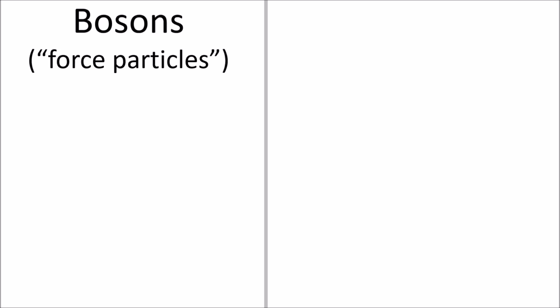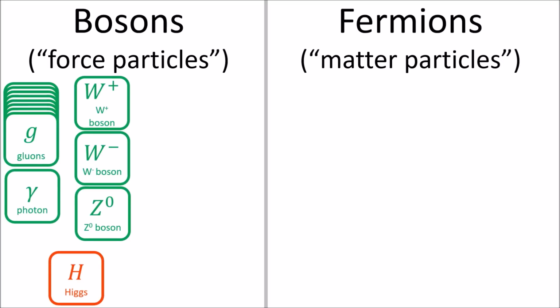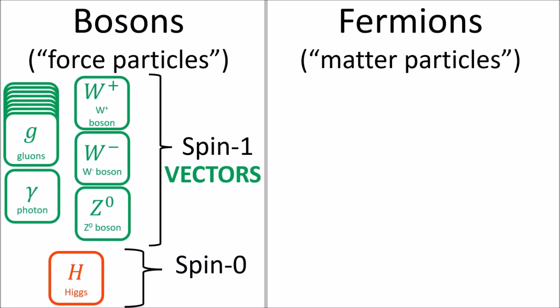If you've learned any particle physics, you might know that all fundamental particles can be broken up into two categories: the bosons, which, loosely speaking, are the force-carrying particles, and fermions, which are the matter-type particles that make up atoms. All known fundamental bosons have either spin 1, which are represented by vectors, or have spin 0, which are represented by scalars. Vectors and scalars are familiar mathematical objects to any undergraduate physics student.